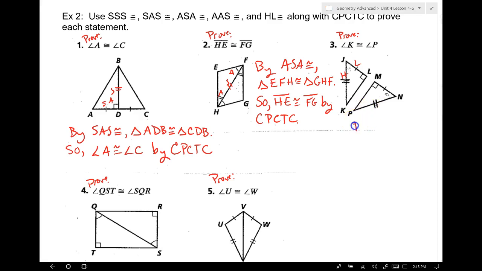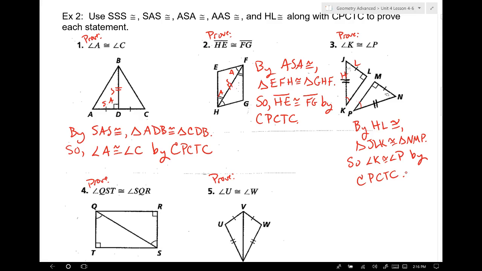All right, so let's say that then. By hypotenuse leg congruence, triangle JLK is congruent to triangle. If I go JLK, we're going to have to go which one? P. So we know angle K is congruent to angle P by what reason? So the triangles are congruent by hypotenuse leg congruence. So how do I know that K and P are congruent? CPCTC. Right on, exactly. It's pretty simple.